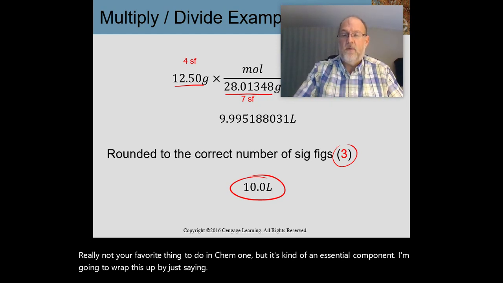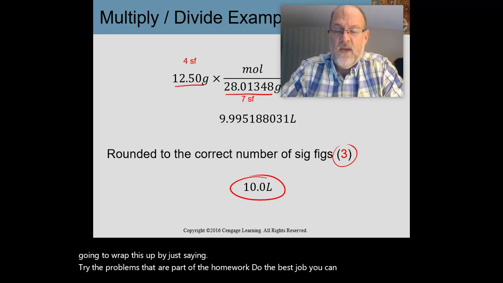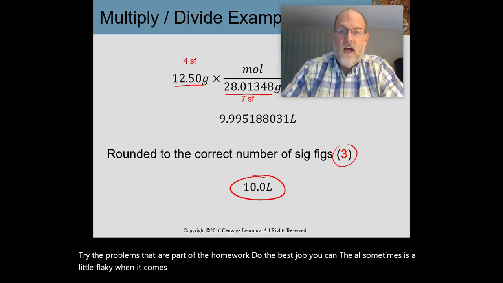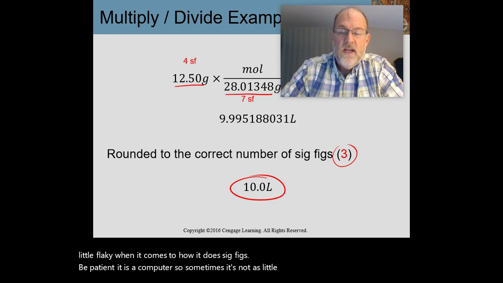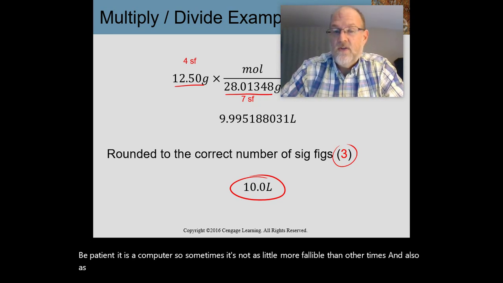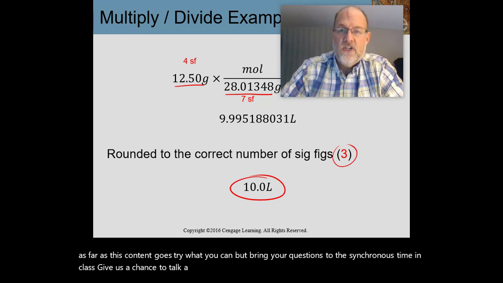I'm going to wrap this up by just saying try the problems that are part of the homework. Do the best job you can. The OWL sometimes is a little flaky when it comes to how it handles sig figs. Be patient. It is a computer, so sometimes it's a little more fallible than other times. And as far as this content goes, try what you can, but bring your questions to the synchronous time in class. Give us a chance to talk a little bit about where your challenges are.